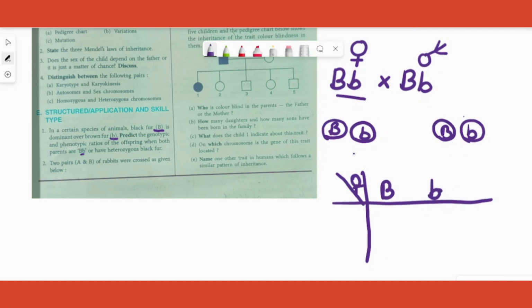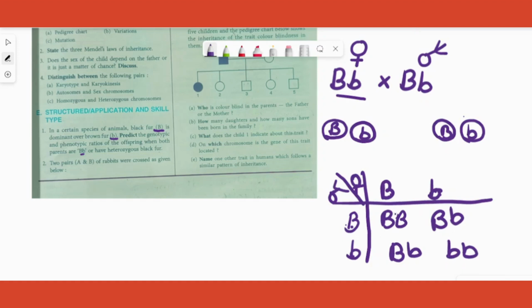Then the male over here, and the same thing from here, you take the capital B down and small b down, then you make the cross. That's it. This and this together gives you capital BB, and this together gives you capital B small b, this and this next, and this next. Always write the dominant one first whenever you are making the allele combination.